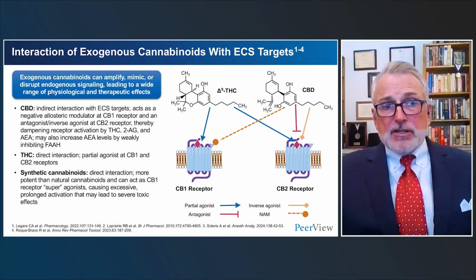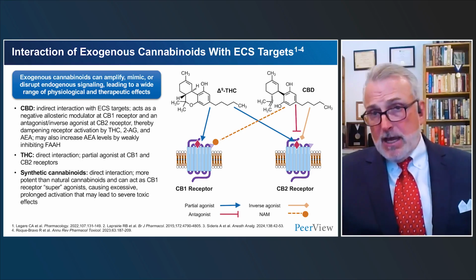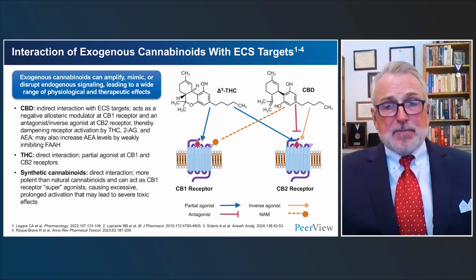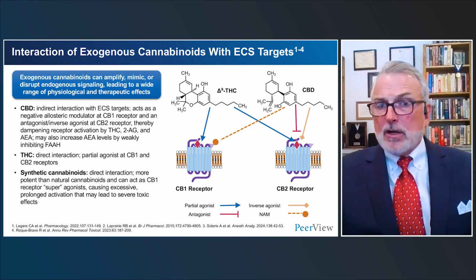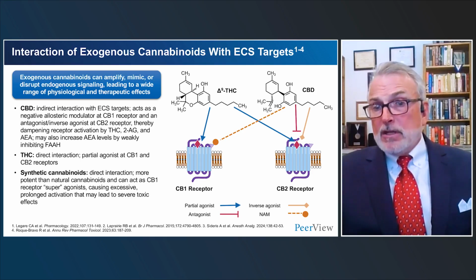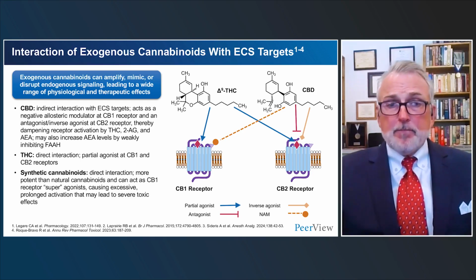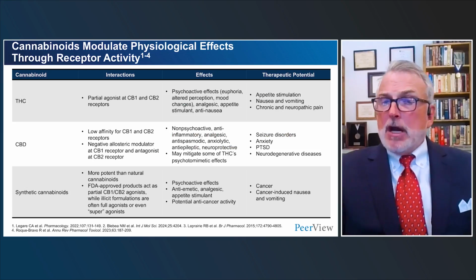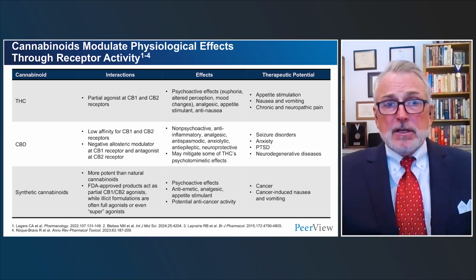In a similar fashion, there are a variety of highly selective and very potent synthetic cannabinoids that have been developed as potential therapeutics. And while these have never panned out in terms of making it to the market, they are being used illegally or illicitly as super agonists to produce euphoria in the recreational market. The cannabinoids modulate physiological effects through their receptor interactions.